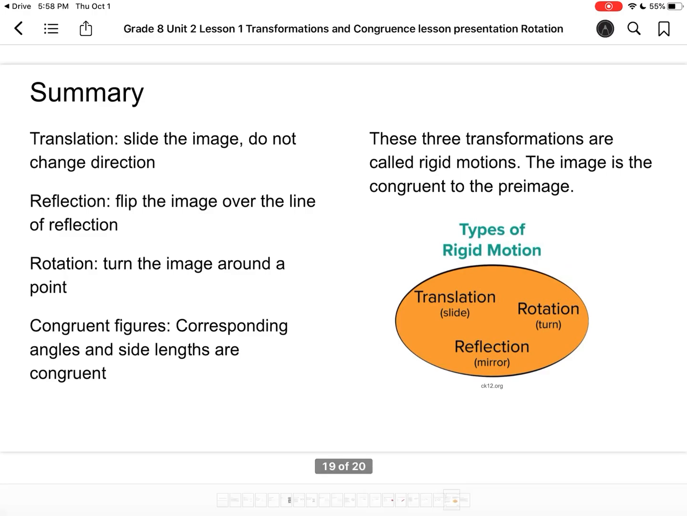So in summary, for translations, we slide the image along. For reflections, we flip it over the line of reflection. And for rotation, we turn it around a central point. All of these images will be congruent to the pre-image. And these 3 types of transformations are called rigid motions, and the image is congruent to the pre-image. And that's the end of today's lesson.